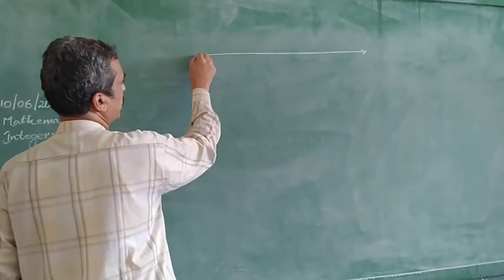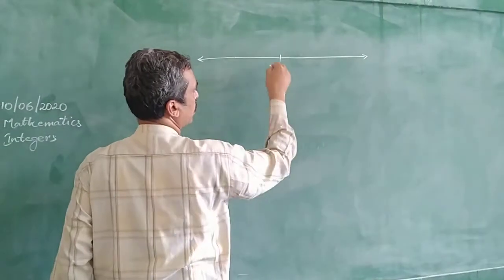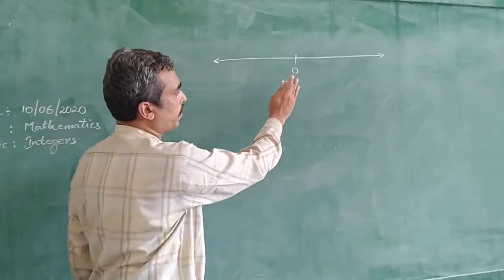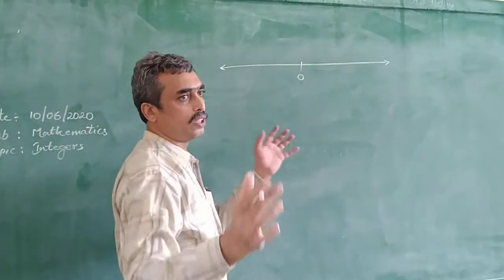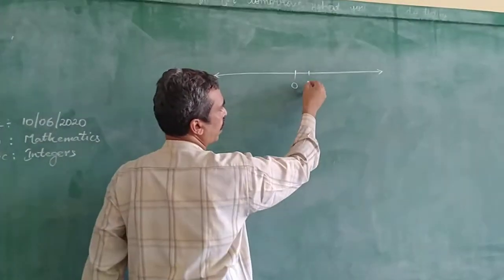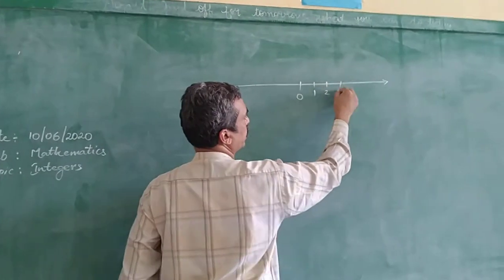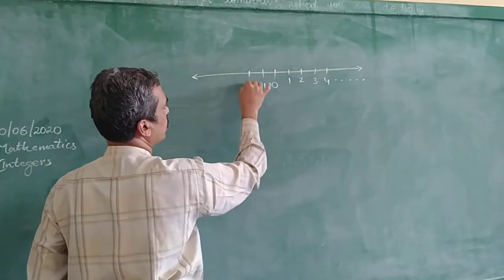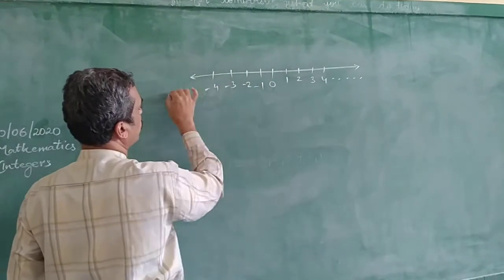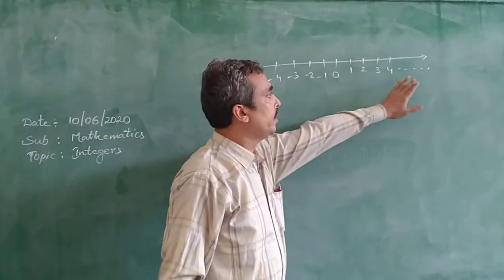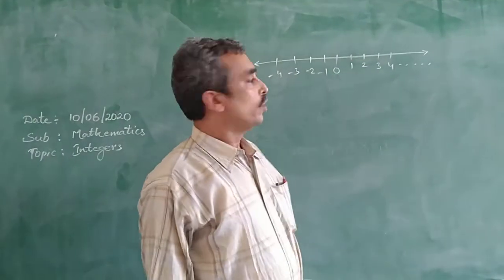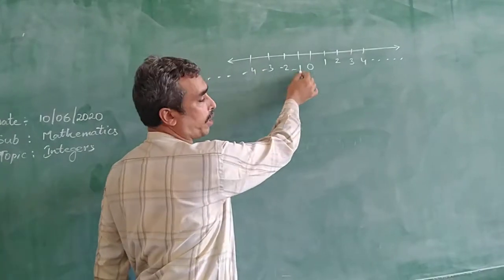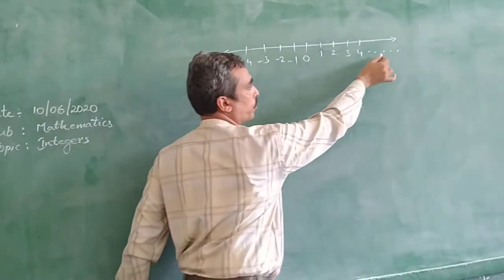A number line is nothing but a straight line we draw. In the middle, we mark 0. 0 is the center, the middle of the numbers. On the right side of 0 there are positive numbers starting from 1, 2, 3, 4, 5 and so on. There is no end. On the left side there are -1, -2, -3, -4 and so on. This we call an integer number line: -4, -3, -2, -1, 0, 1, 2, 3, 4, 5 and so on.